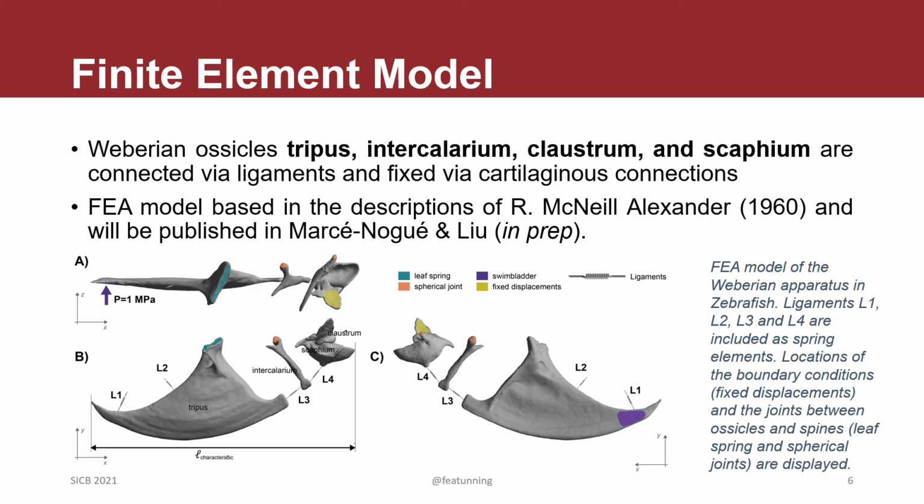The FEA model is based on the descriptions of McNeil Alexander, and will be published soon with in-depth detail of the model. The Weberian ossicles, Tripus, Intercalarium, Claustrum, and Scaphium, are connected via ligaments and fixed via cartilaginous connections. Ligaments 1, 2, 3, and 4 are included as spring elements, and the locations of the boundary conditions, fixed displacements, and the joints between ossicles and the spine, as leaf spring and spherical joints, are displayed in the figure. The swim bladder applies a pressure in the model, which will be transmitted along it, and it is also included in the model, as you can see in the figure.